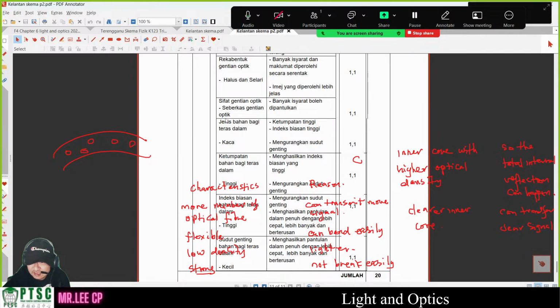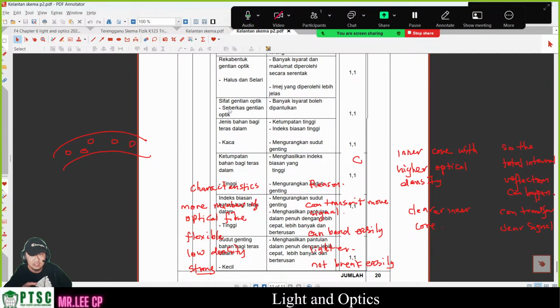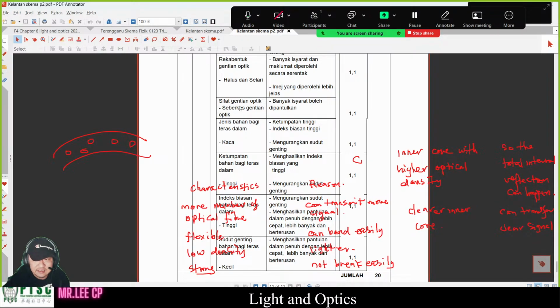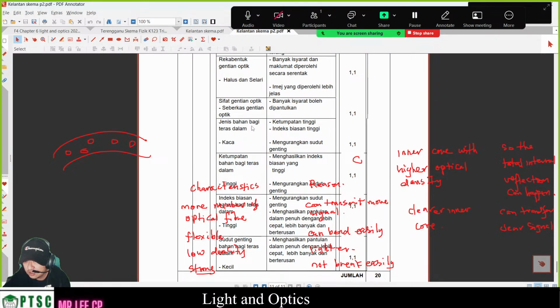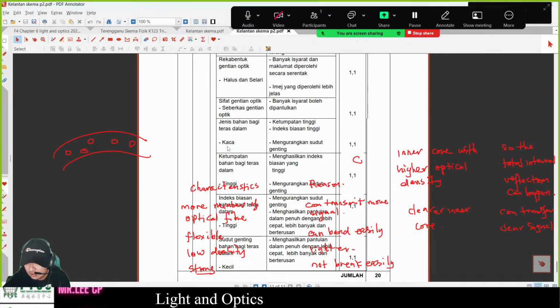Sebekas gentian optik. Banyak isyarat boleh dipantulkan. Sebekas means come in bundle. Right, bundle, so more together. Jenis bagi teras dalam kaca. Kaca, it is glass. I don't write glass.